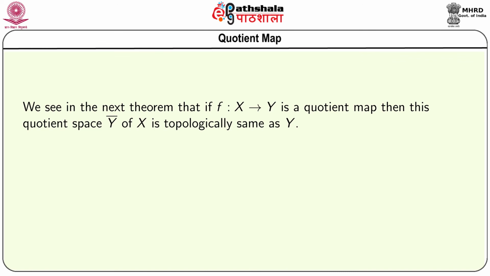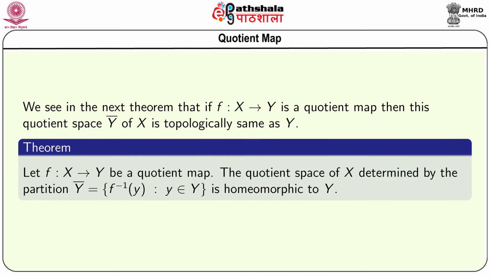We see in the next theorem that if f is a quotient map, then this quotient space Y bar of capital X is topologically the same as capital Y. That means, we state the theorem formally: let f be a quotient map. The quotient space of capital X determined by the partition Y bar containing the fibers f inverse y, y belonging to capital Y, is homeomorphic to capital Y.